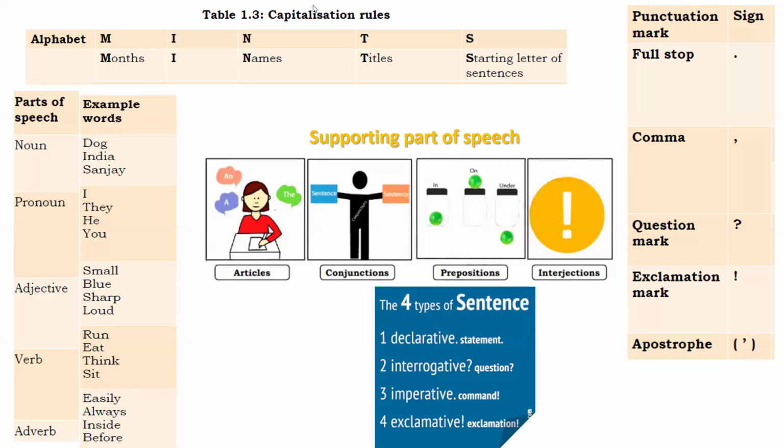So capitalization rule says that month names, I as a single word, names of people, titles, and the starting letter of sentences, which is after a full stop, is always a capital letter. And punctuation marks, we understand comma, full stop, question mark, exclamatory mark, apostrophe, and their uses. At times, students do get confused when we say apostrophe mark. It is this particular mark, or quotations, quotes, as we say, no? Single quote, double quote. So these are my apostrophe marks.